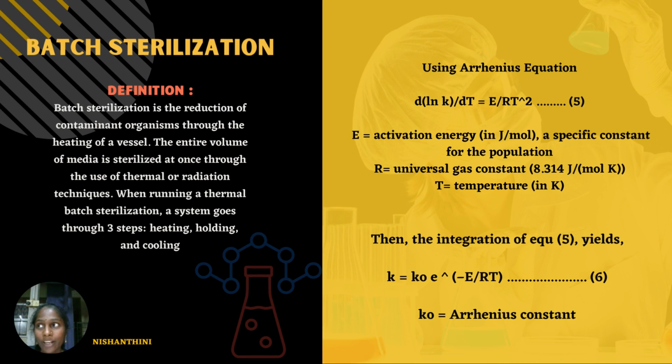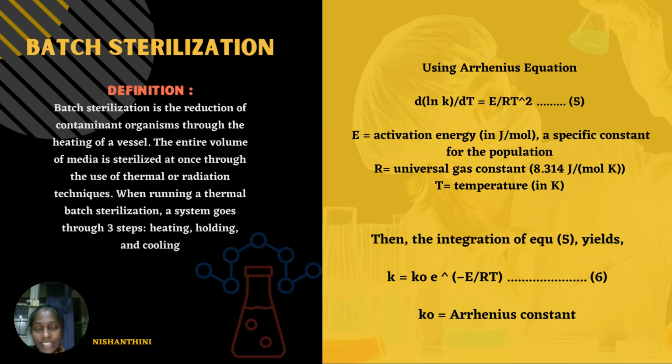Hi, my name is Nishanti Kumar. My matrix number is 216029. Just now we saw the definition of sterilization. Now we're going to see the definition of batch sterilization. Batch sterilization is the reduction of contaminant organisms through the heating of a vessel. Apart from that, the entire volume of media is sterilized at once through the use of thermal or radiation techniques. When running a thermal batch sterilization, the system goes through 3 steps, which are heating, holding, and cooling.